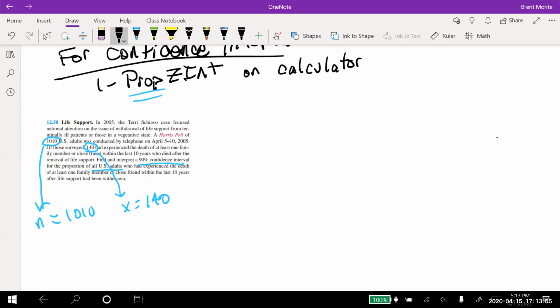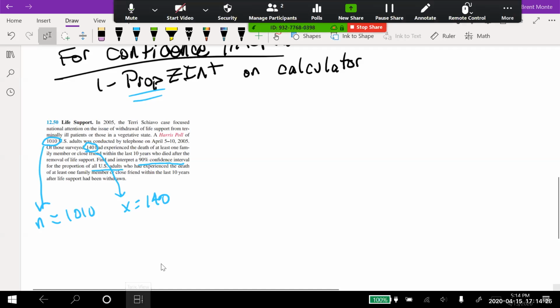All we're going to do is go into the calculator and show you how to find this. So let's see. We've got the 1,010 and the 140. Let me just jot that down so I don't forget it as I'm talking out loud. So we've got the 140, the 1,010. And we've got a 90% confidence interval. I'll jot that down as well. Okay, let's go to the calculator. I'll show you how easy this is to do on the calculator.